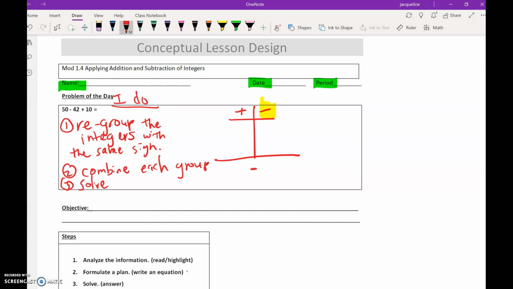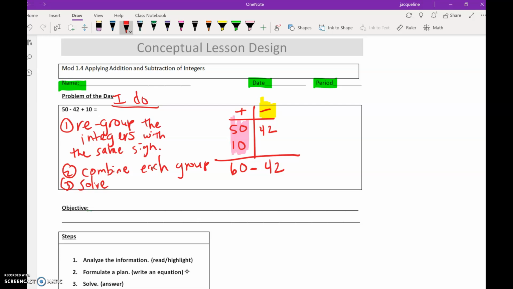I'm going to regroup my numbers now. My first number was 50, which is a positive. My second number was 42, which is a negative. My third number was 10, and it's a positive. Now I'm going to combine going down, meaning that I'm going to combine them, adding them together. 50 plus 10 is 60. 42 plus nothing is 42.